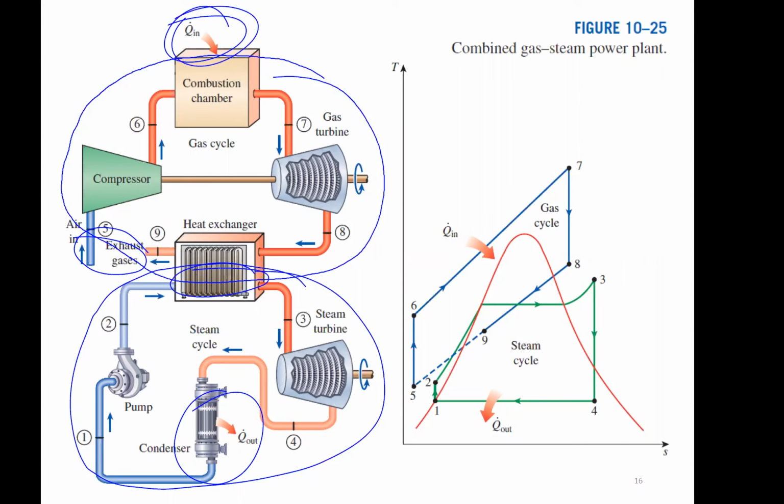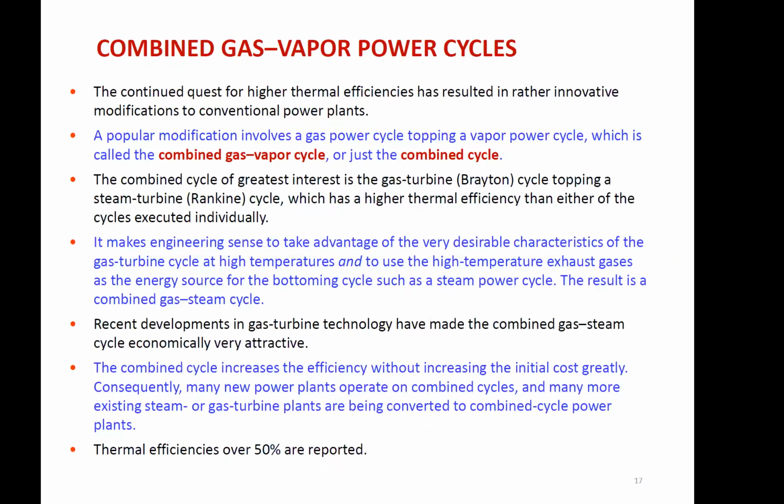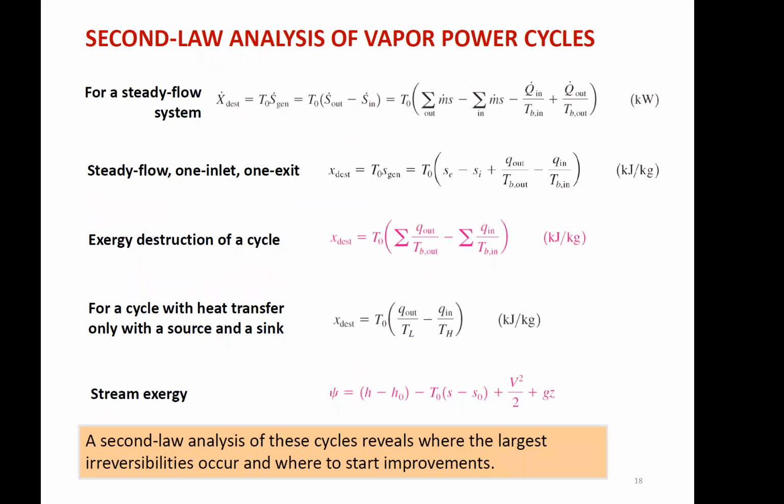So you're actually going to get a higher efficiency with this, and you can get over 50% efficiency with these combined gas vapor power cycles. Okay. And then the second law analysis on the cycles, these equations are the same as the last chapter. The only difference is the closed system versions are off because all of chapter 10 deals with open system components, where we had the Otto and the diesel cycle, which was a closed system analysis. Okay.